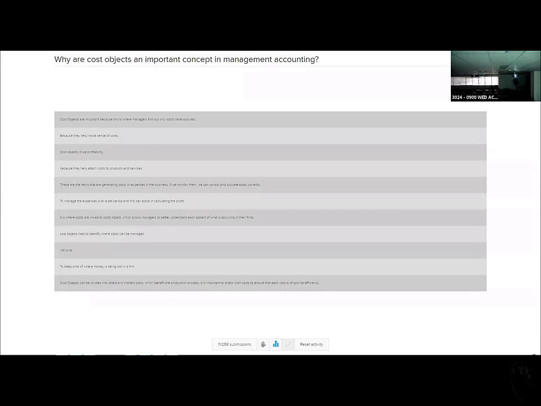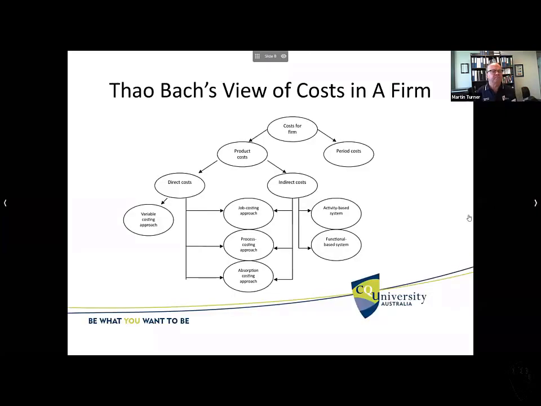To keep on top of where money is being lost in a firm. So yes, if you've got your costs blowing out overall, you need to focus in on certain aspects of the firm. So breaking it up into elements is a good idea. Cost objects can be divided into direct and indirect costs, which benefit the production process. It is important to check both costs to ensure that each cost is at optimal efficiency. All right, so there's a few ideas, and I think about why cost objects is such a key concept in accounting as we go through to the next class.